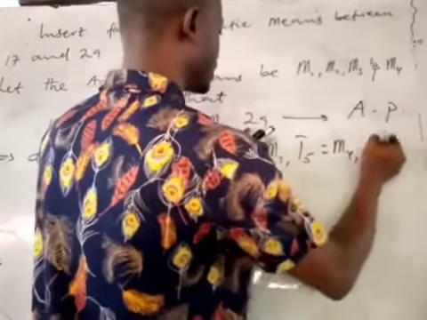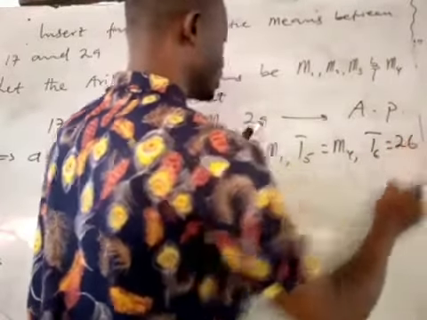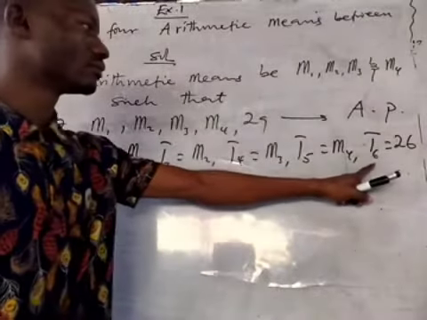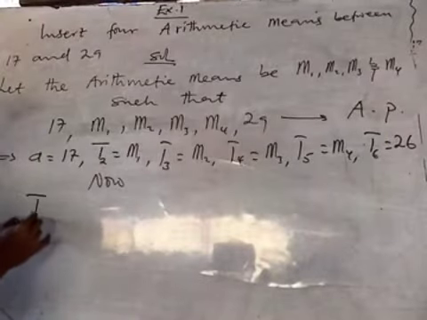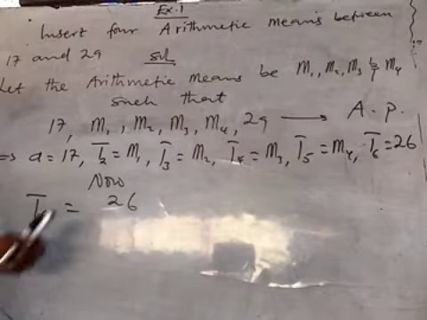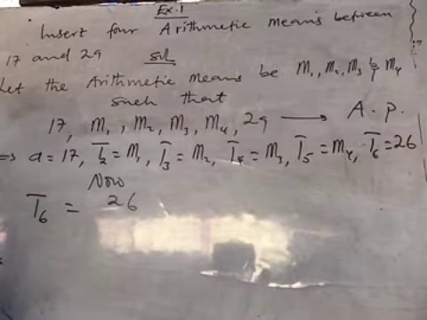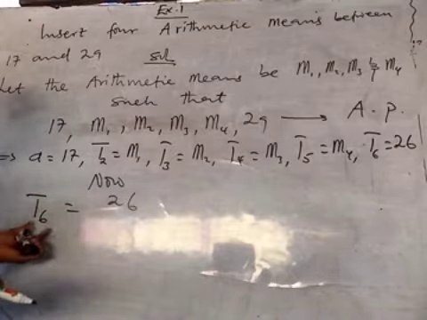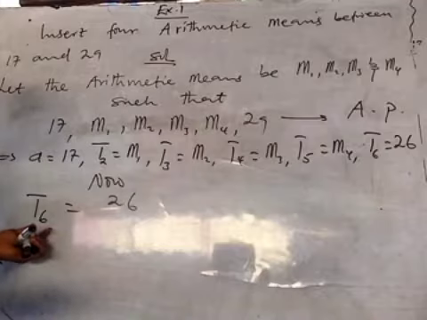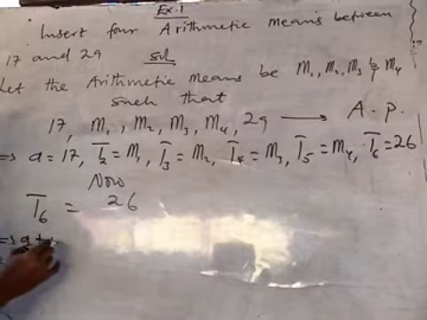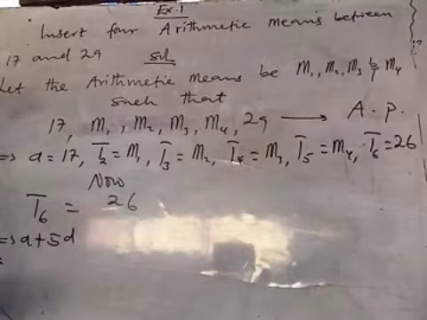And finally, the sixth term, T sub 6, is equal to what? 26. Now, taking note that we are given T sub 6 equals 26, and this sequence is in arithmetic progression. For a sequence in arithmetic progression, the sixth term is normally represented as A plus 5D.